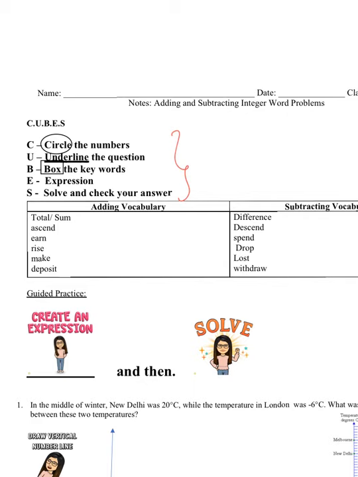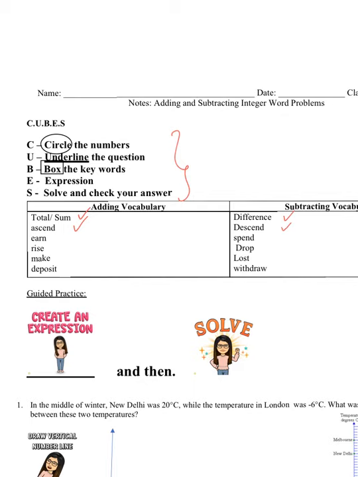I also have the vocabulary for adding and the vocabulary for subtracting. If they're looking for the total or the sum, we're going to add. But if they're looking for the difference, we're going to subtract. If they talk about ascent, it's going to be adding. If we talk about descent, we're going to subtract.